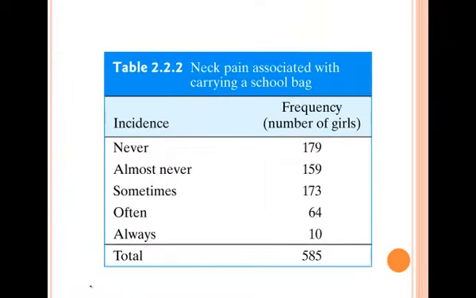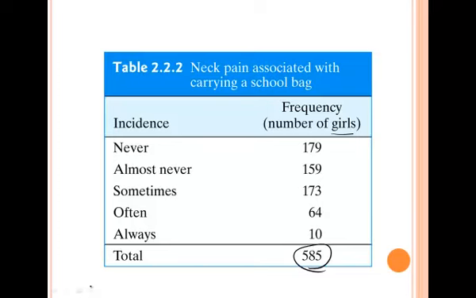All right, so here's a categorical example. Neck pain associated with carrying a school bag. So we're talking about schoolgirls. Don't know what grade, 6th grade, 7th grade, right? And these were 585 responses. The question is, do you have neck pain? Never, almost never, sometimes, often, always, in total.